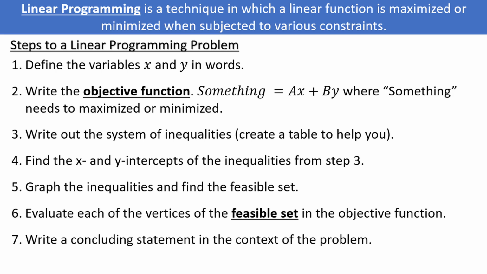Step 7 is to write a concluding statement about which values for x and y maximize or minimize the objective function, based on step 6. Your conclusion should be written out in the context of the problem. For example, you might say that 15 units of product A should be produced and 20 units of product B should be produced to maximize profit to $C.